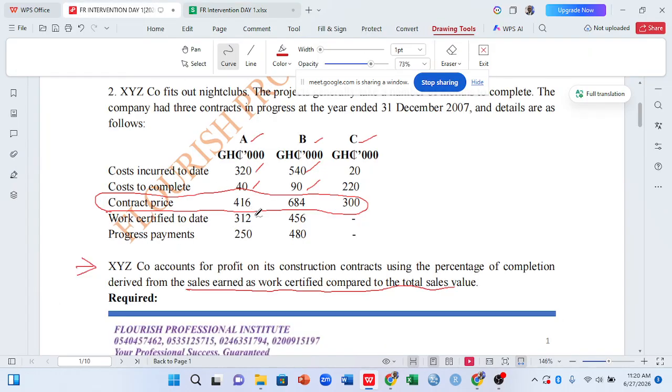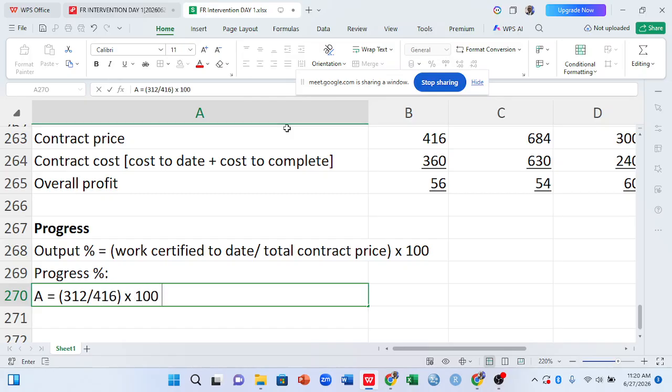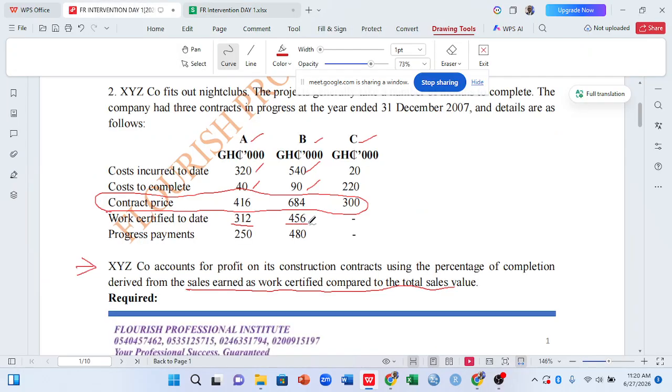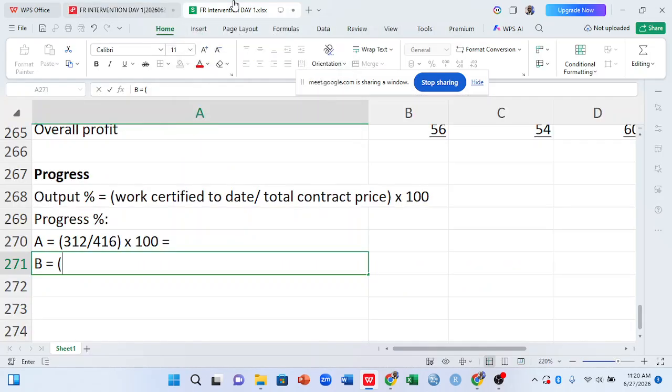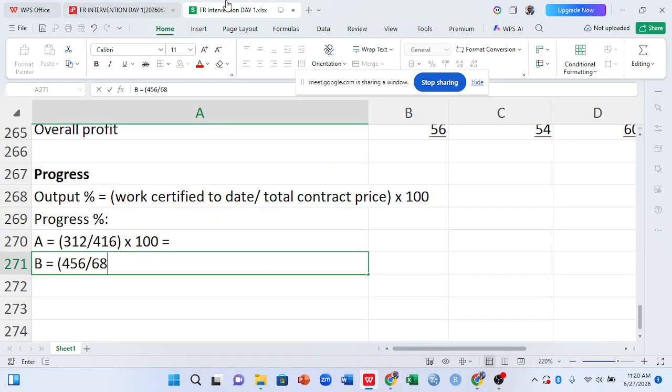We bring our work certified to date, which is 312. Then we divide by the contract price, which is 416. So it's going to be 312 divided by 416. Then we multiply our answer by 100 to get that for A. Move on to B. B will be the work certified to date 456, divided by its contract price, which is 684, multiplied by 100.